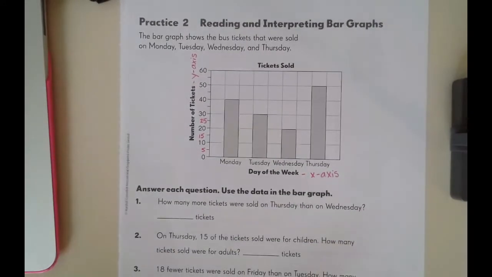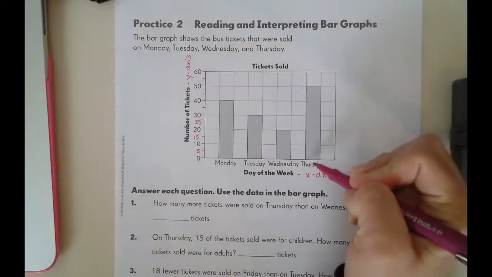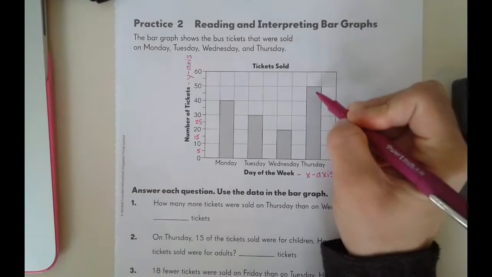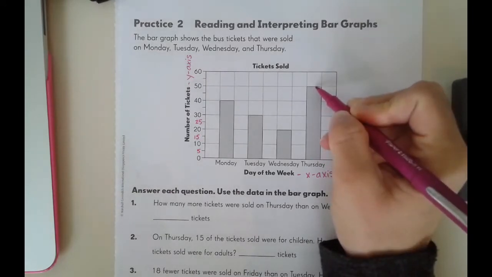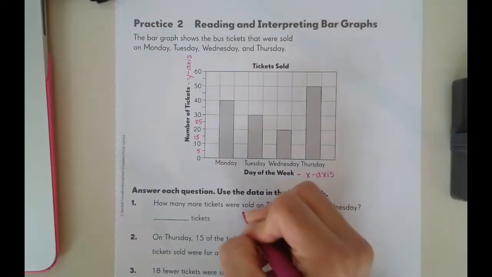So let's look at number 1. How many more tickets were sold on Thursday than on Wednesday? So we have to find the difference between the number of tickets sold on Thursday and the number of tickets sold on Wednesday. So let's figure out how many tickets were sold on Thursday. I'm going to look up here to where this bar stops. I'm going to slide over and I see that it's on 50. So I'm going to write down 50.